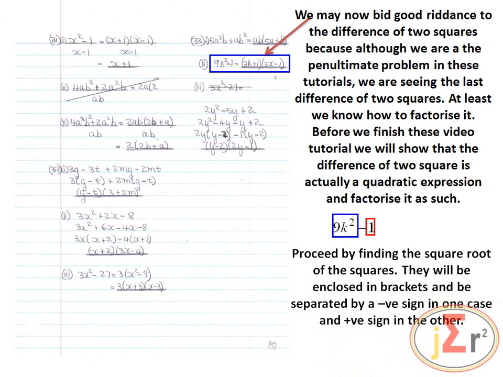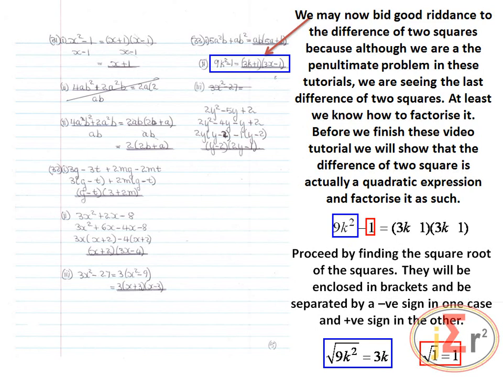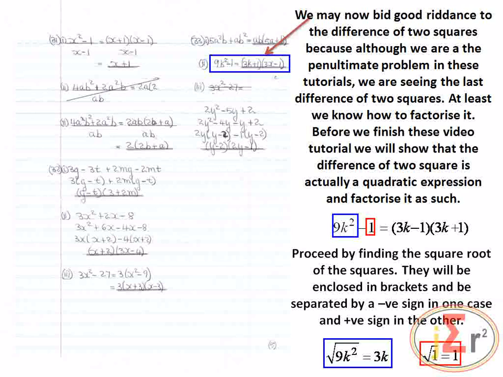They will be enclosed in brackets and be separated by a negative sign in one case and a positive sign in the other. So we have square root of 9k squared. Square root of 9 is 3. Square root of k squared is k. And no doubt, the square root of 1 is equal to 1. So we put the 3k and the 1, the 3k and the 1, and we will separate them by a negative sign in one case and a positive sign in the other. And that's our final difference of two squares for all of these tutorials.